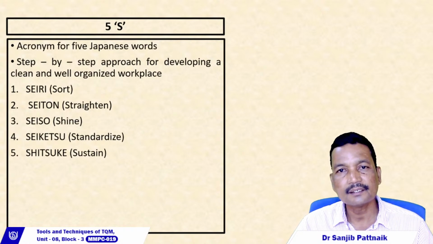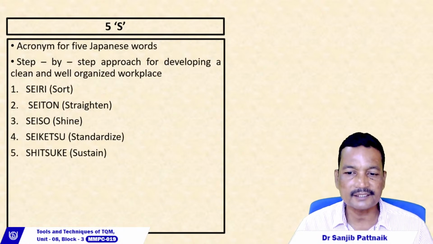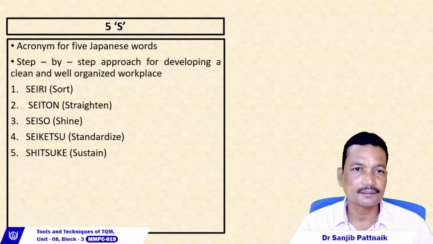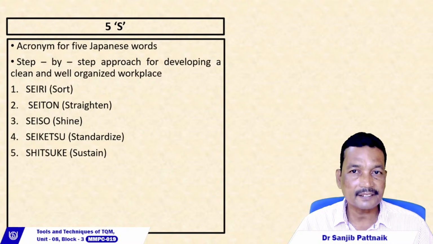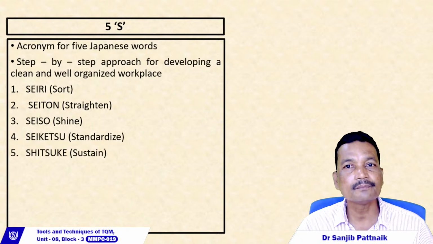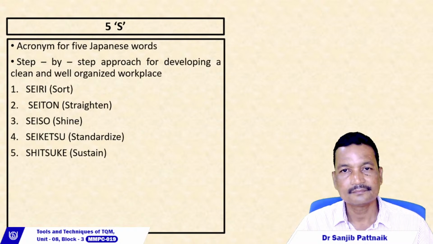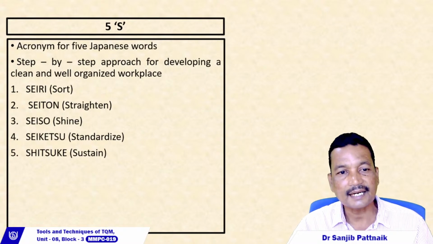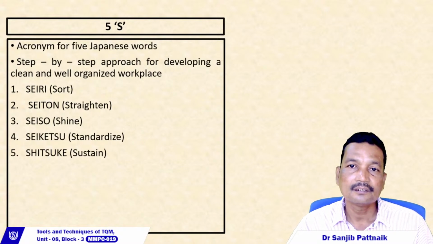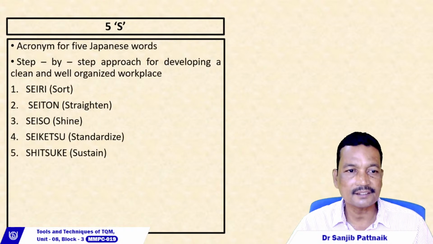Don't we feel that if our workplace, our work table is very neat and clean, spick and span, shining, it gives a positive feeling to do the work? The fourth S stands for Seiketsu. That means standardize the activities for the above three, Seiri, Seiton and Seiso.